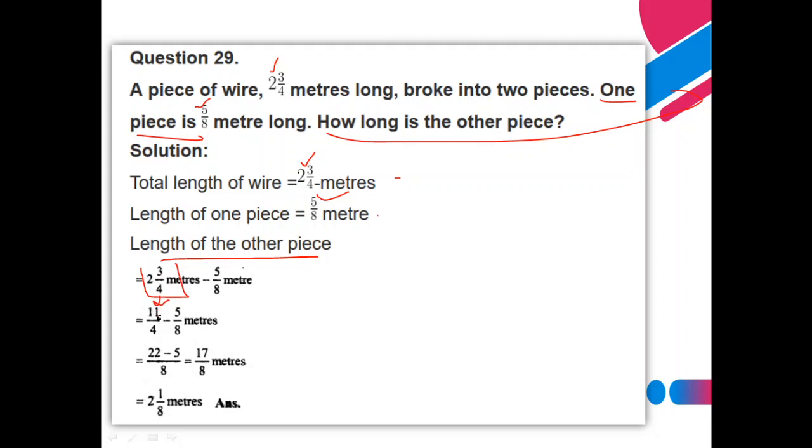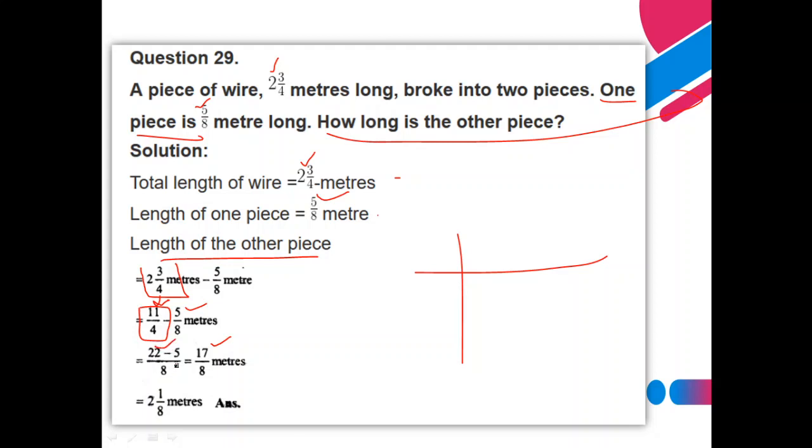So 2 3 by 4 was converted into improper, we are getting 11 upon 4 and then minus 5 upon 8 meter. Then we calculate by taking the LCM. In each and every question you have to show the LCM, these are very small questions. So we are writing directly, but you have to show. Okay. Now LCM is 8. So 4 will divide into 8, we are getting 2 as usual. And 2 will multiply by 11.